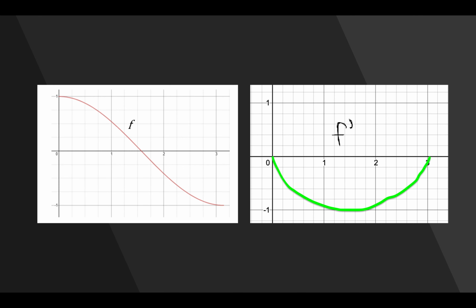So here is the actual f prime graph. This is a rough sketch of what it should look like. Here we have our zeros at x equals 0 and x equals 3, roughly. And since we have the negative slope right here, we drew our f prime function below the x-axis, indicating that the slope is smaller than 0 and it's negative.